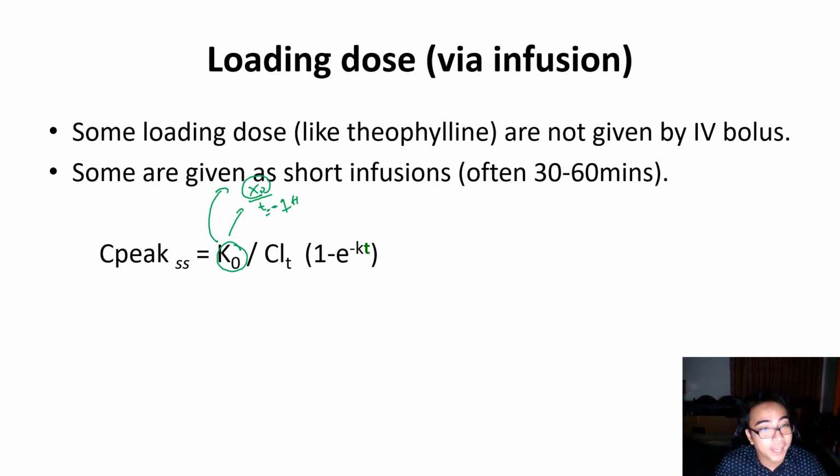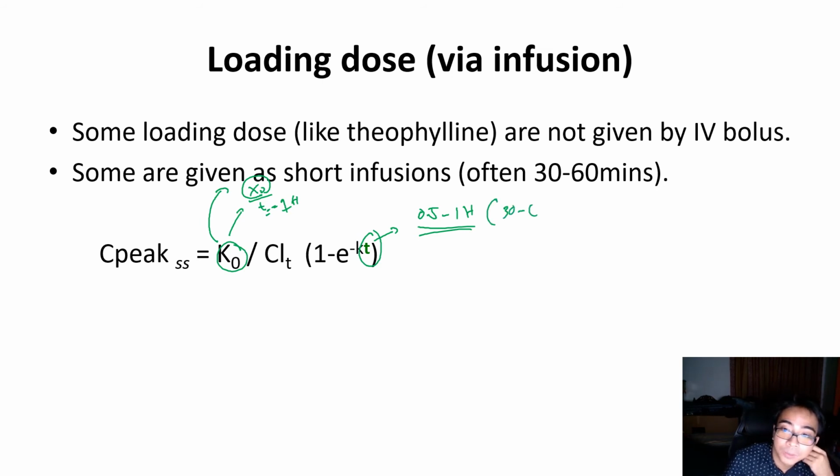So, are we good? And the formula for this class would be pretty much the same. K sub 0 over clearance, rate of input over drug output, times 1 minus e to the negative KT. Except this time, I already know what this T is. I limited it to either 0.5 to 1 hour, or 30 to 60 minutes.